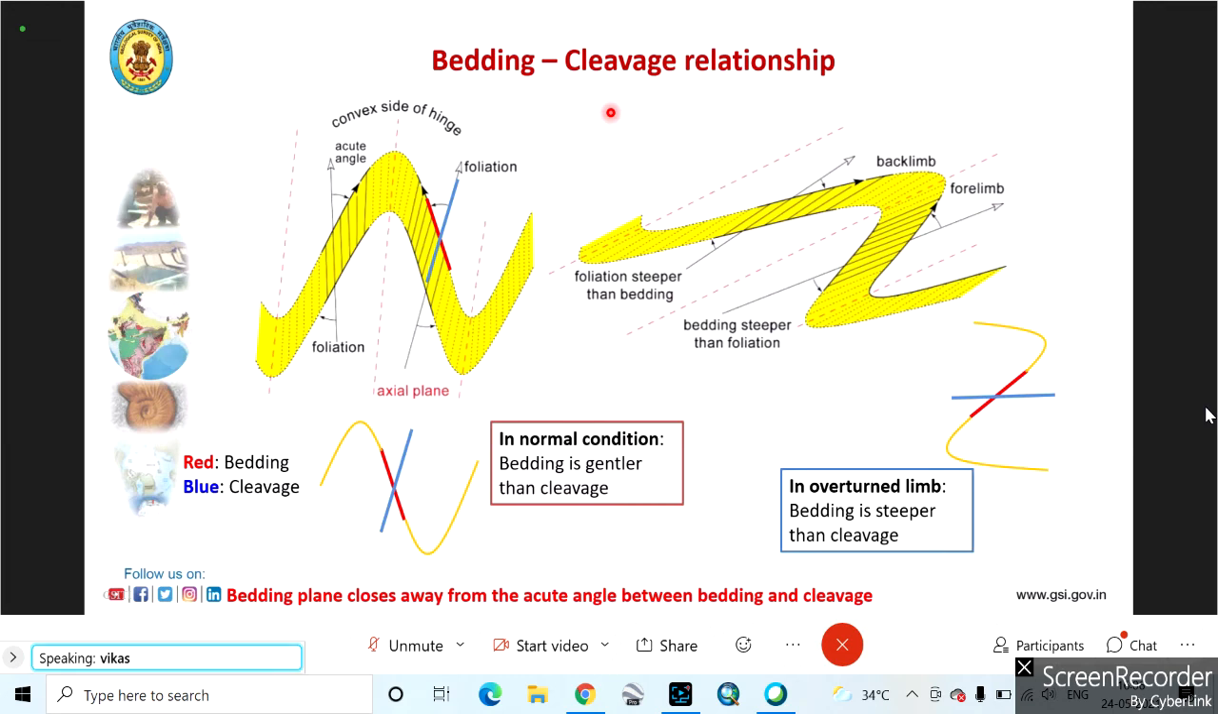All right. So the overall crux of this slide is that the bedding plane closes away from the acute angle between bedding and cleavage, when you are doing the mapping in a deformed sedimentary terrain.